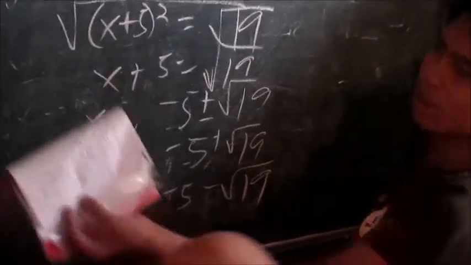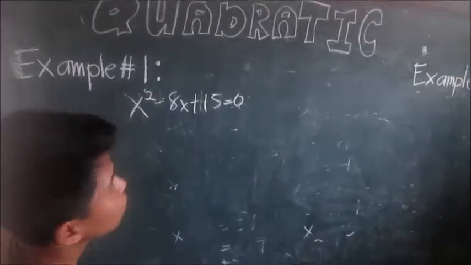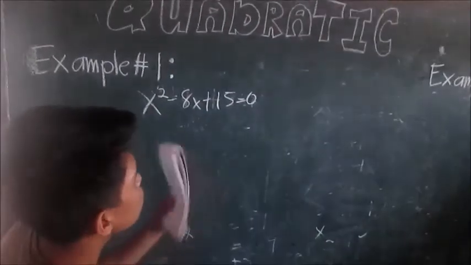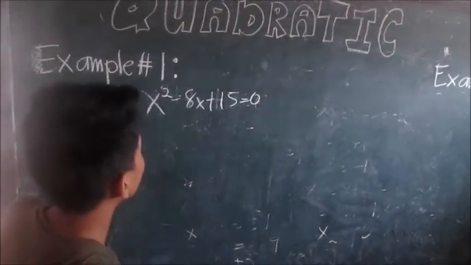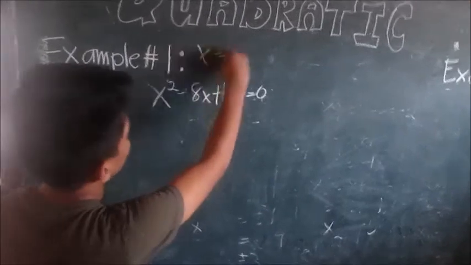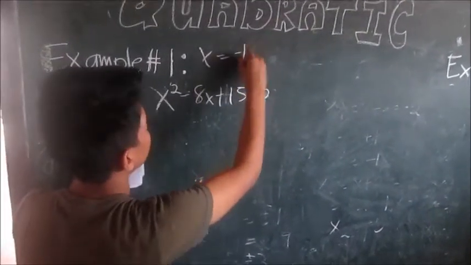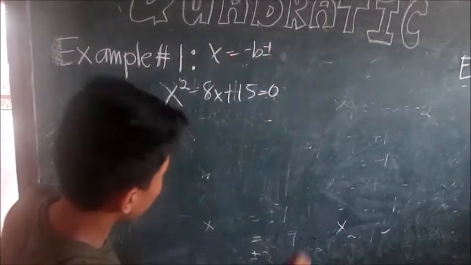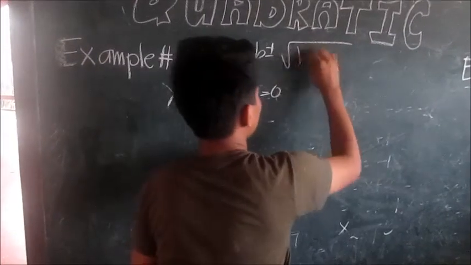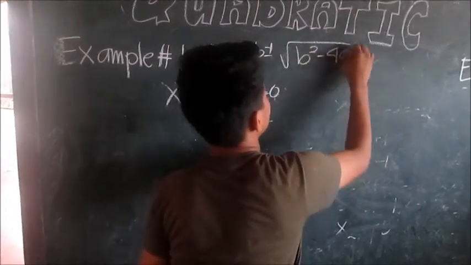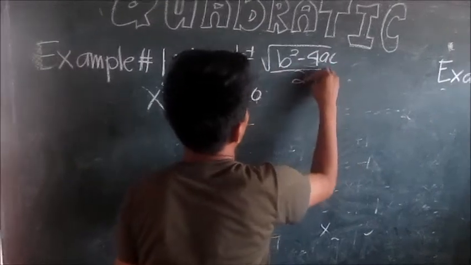That's all. Thank you. So let's move on again to the quadratic formula. For a quadratic equation, we have a formula of x equals negative b plus or minus the square root of b squared minus 4ac, all over 2a.